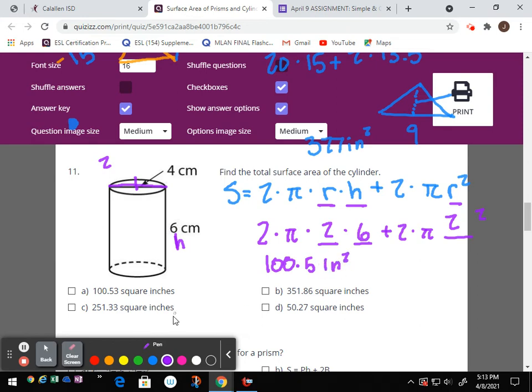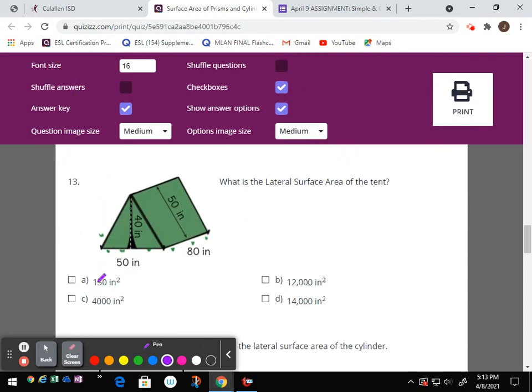Inches squared, okay? Which we can see is answer choice A. We just rounded to the tenths instead of the hundreds, okay? So A is the answer for number 11. We're going to go on to question 13.